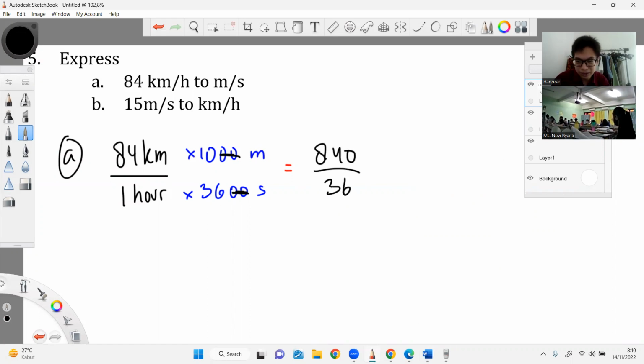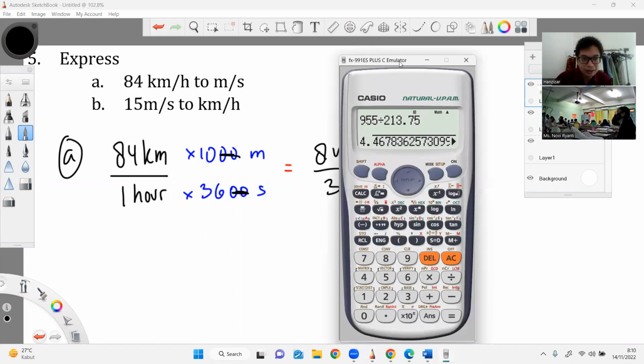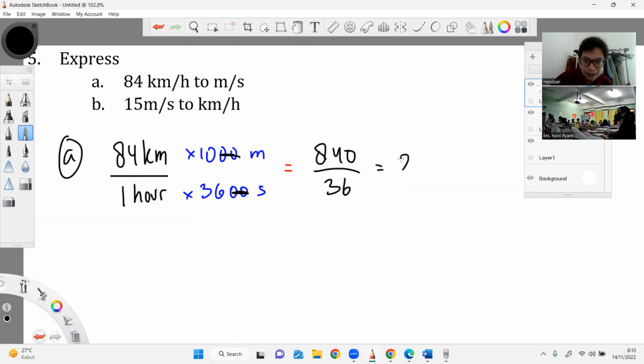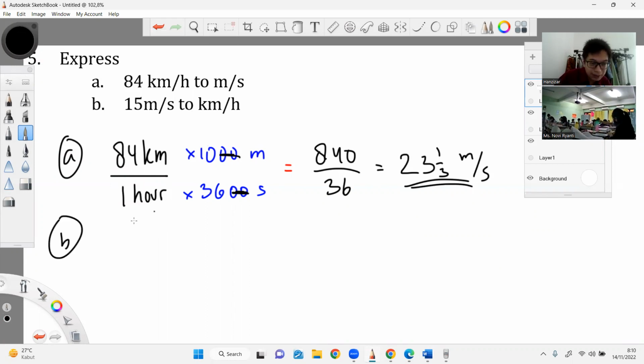And then you can use your calculator to solve this. 840 over 36. And then we are done. So we are dealing with a bad number also, but keep it like this, 23 1/3 or 23.333, up to you, meter over second. Done. B. B is quite complicated.